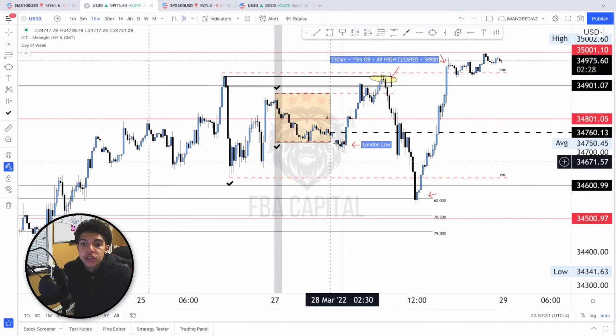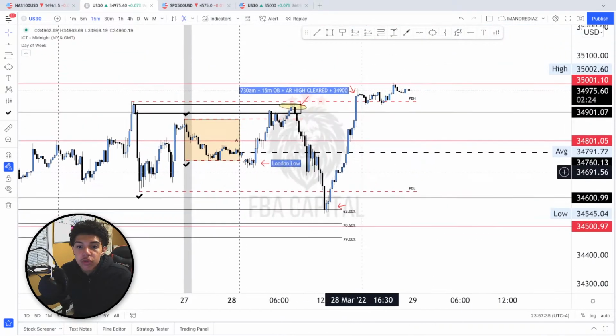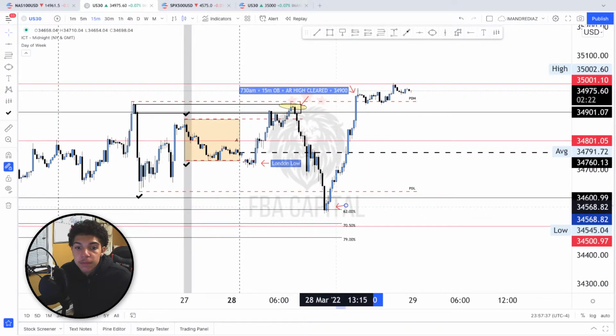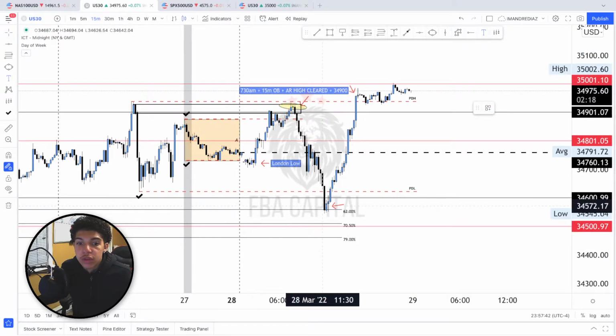And as you can see, once price came all the way down and traded into this fib that we had drawn from the previous day, we tapped into 62%. So now we have a lineup of overall confirmations right here. So we have the low of the day at 11:30.